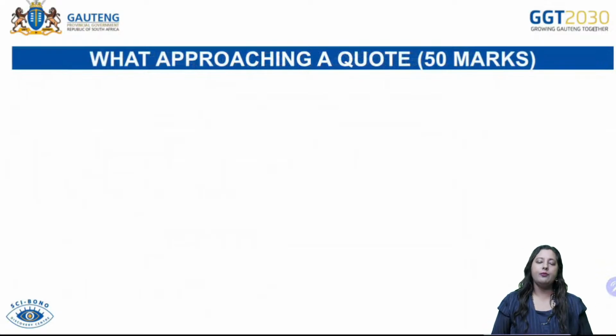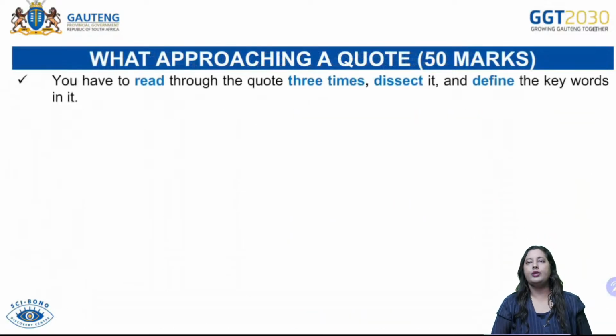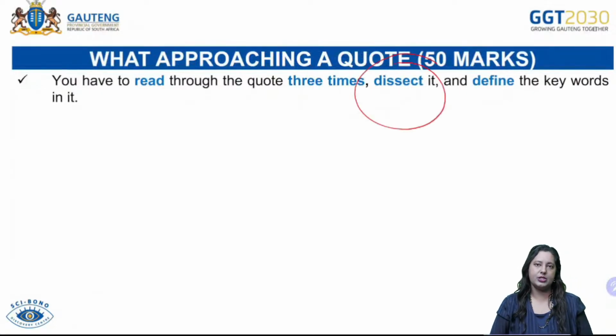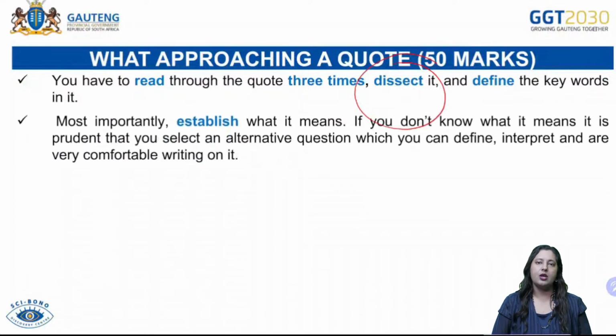All right. Then we're looking at a quote that's given. Now, please, when you read the quote, ensure that you read through it at least 3 times. At that point, you're going to dissect that particular quote. You're going to look at the words that are given there and define those keywords on your piece of paper, on your exam paper. Please, at this point, establish what the quote means.